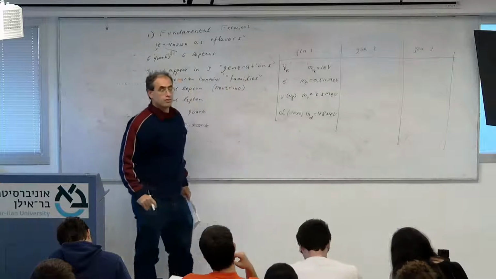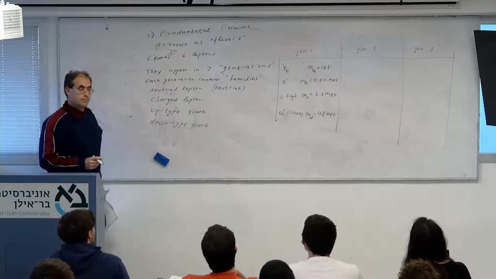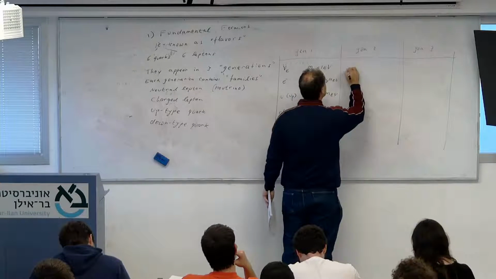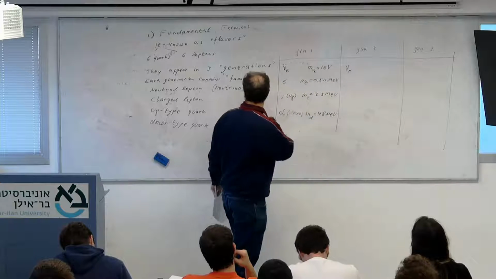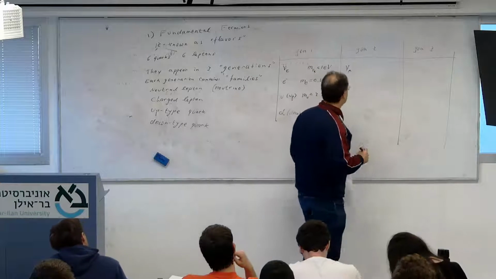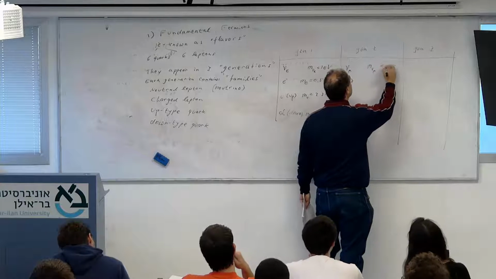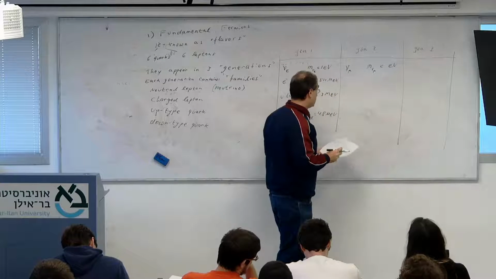That's the first generation. What's the second generation? The charged lepton will be the muon. So there is a neutrino muon, that's the neutral lepton. And again, it has a very small mass, but non-zero. Then the muon.